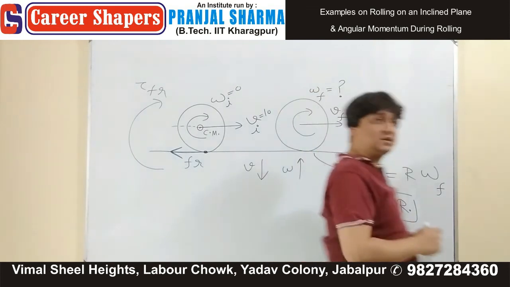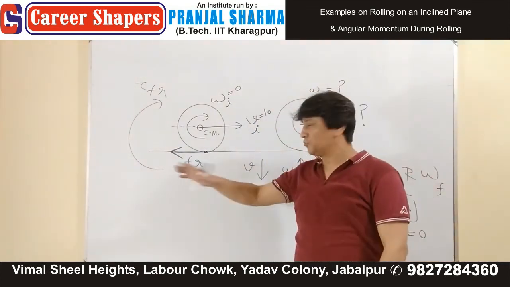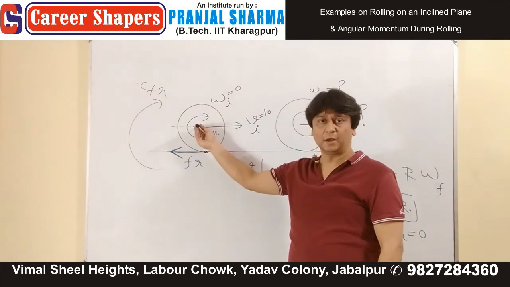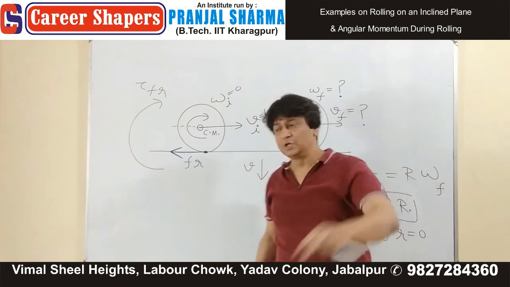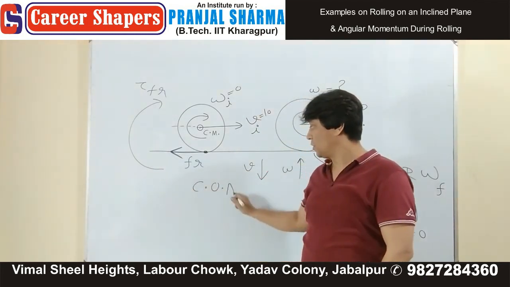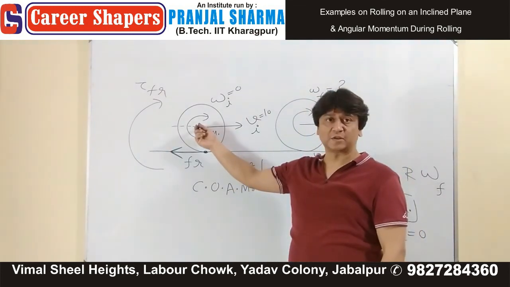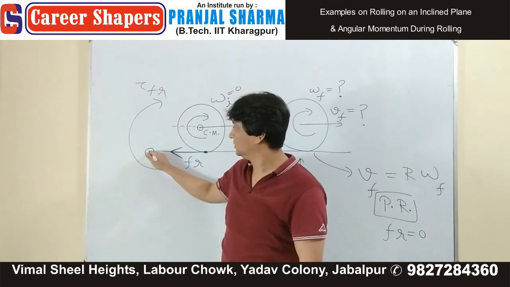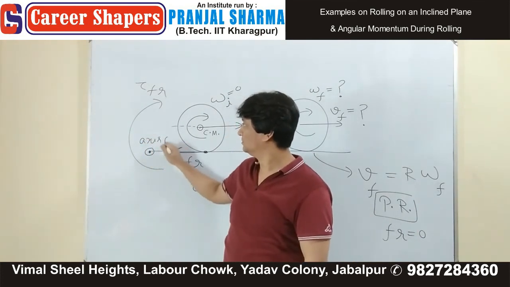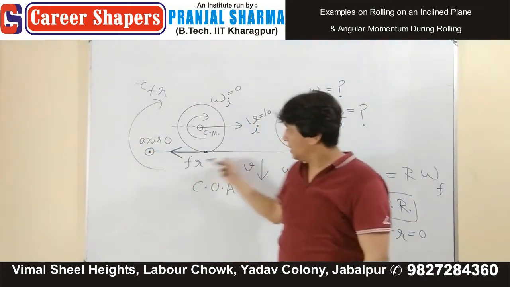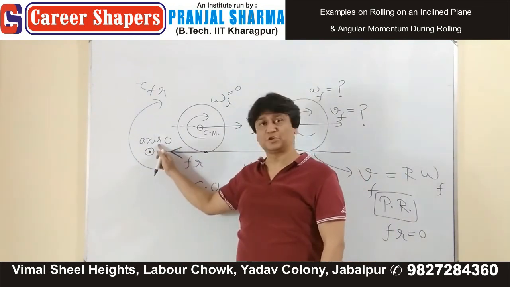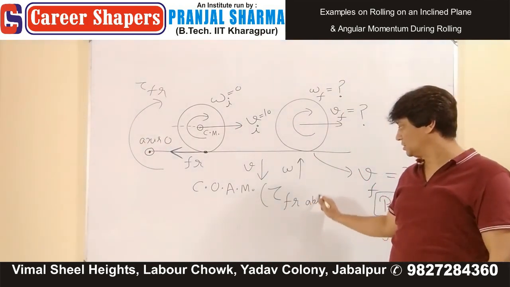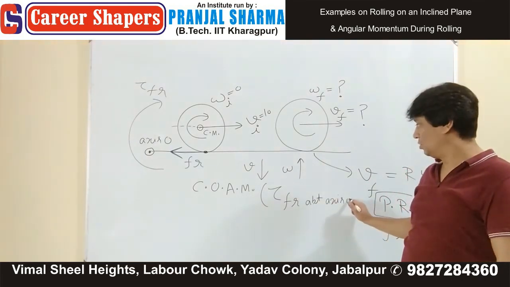Now how easy it is to answer the question, because we have not sufficient time, I'll answer it quickly. Try to understand this. If somebody keeps on finding torque about this axis only, then he cannot use COAM. Why can you not use COAM about this axis? Because torque of friction is present. So what we did, we took an axis over here. Call it axis O. Now what is special about axis O? Force of friction is passing through axis O, and therefore torque of friction about axis O is zero.